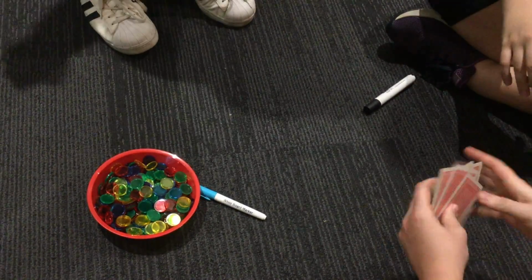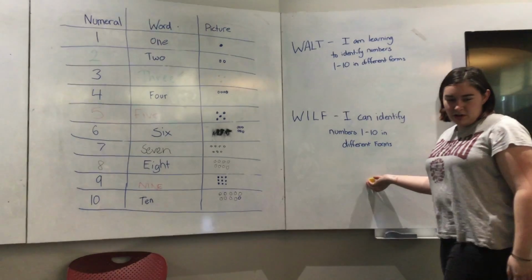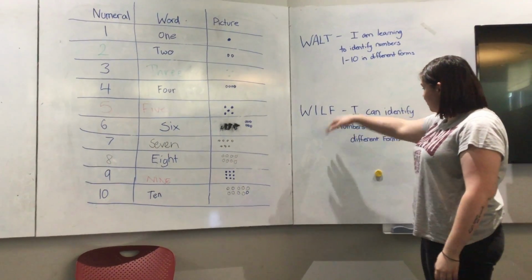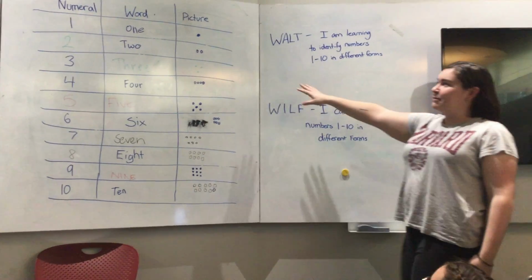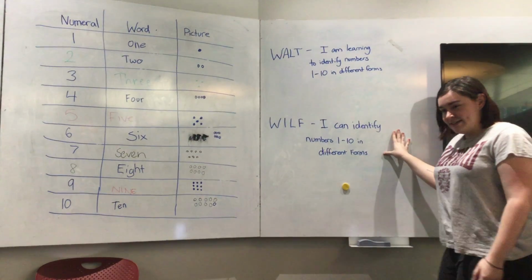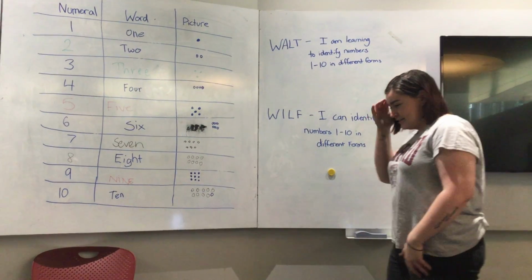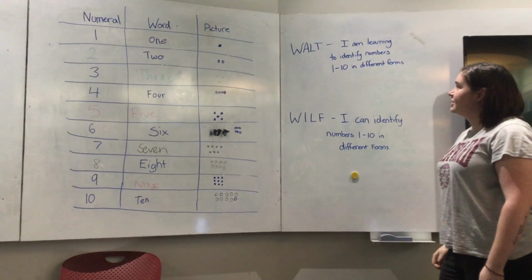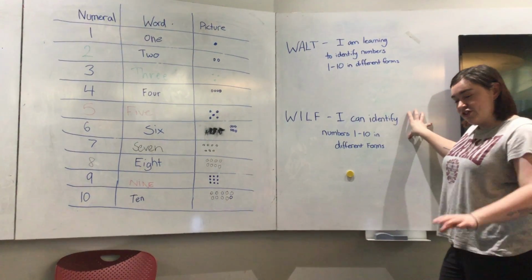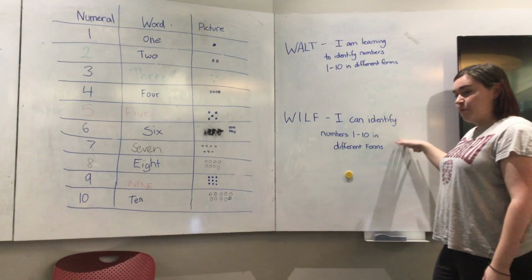Okay, guys, we'll pack this one up now. And we'll come back over to our whats and our wills. So after playing that game and doing this on the board, can we identify numbers 1 to 10 in different forms? Yes. Good job, guys. Next lesson, I think we'll play the extended version that these guys played again, and then we'll move on to numbers from 1 to 20.